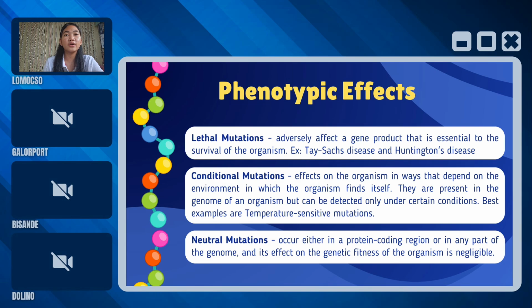It occurs either in a protein coding region or any part of the genome. An example is a neutral mutation within a gene that may change a lysine codon, AAA, to an arginine codon, AGA. The two amino acids are chemically similar. Therefore, this change may be insignificant to the function of the protein.